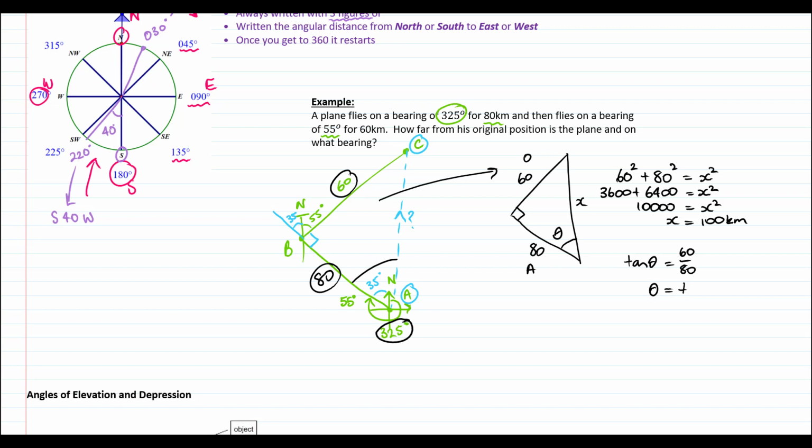So theta is equal to tan inverse of 60 over 80, and therefore theta is equal to 36.87 degrees. And so the bearing is equal to 325 plus that new angle, 36.87 degrees, which is equal to 361.87 degrees. But you'll notice that once you get to 360, we restart. So this is 001.87 degrees.